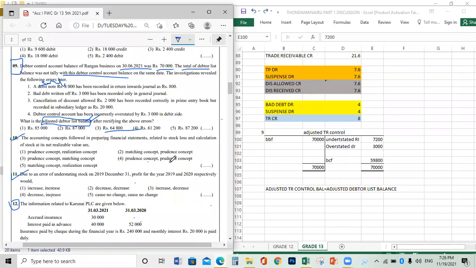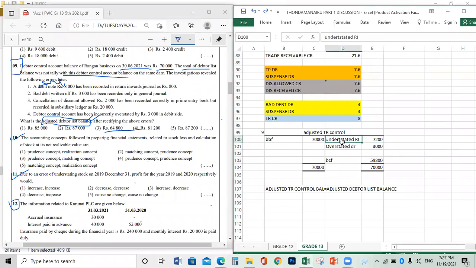Question number 9. What are the errors that affect both list and control? When you record the source document in the prime entry, they record it in the individual account also. So if your source document is wrong, both will be wrong. You get it?